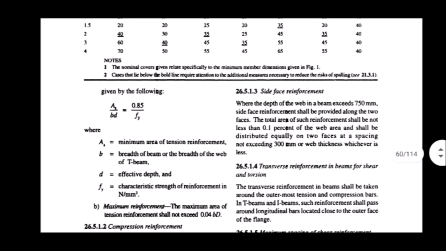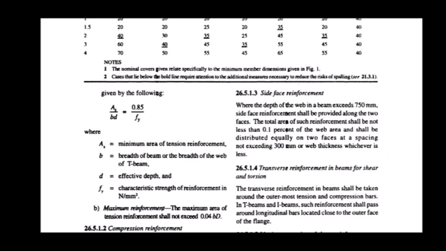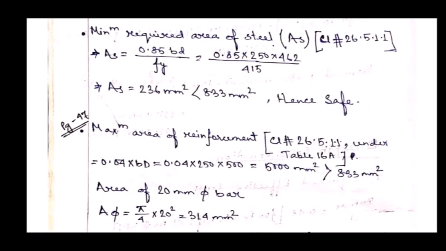That means the required area of steel, which we have found from the equation, should lie between these two. So let's check and go to the note. Okay, see here on your screen, minimum required area of steel As, the formula is As = 0.85 bd/fy. The formula we have just seen in the IS code, right? So 0.85 multiplied by b, that is 250, multiplied by effective depth small d, that is 462, by fy is 415. So the minimum required area of steel is 236 mm square. That is less than what we have found, that is 833 mm square, hence safe in this condition.